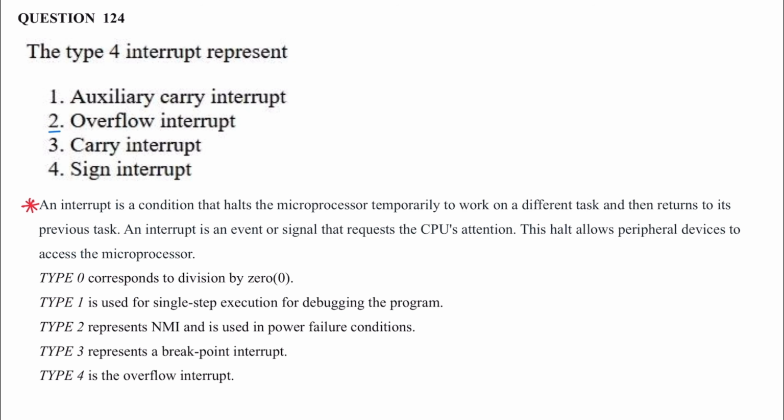Question number 124. A type 4 interrupt represents. So an interrupt is a condition that halts a microprocessor temporarily to work on a different task and then returns to its previous task. Type 0 interrupt corresponds to division by 0. Type 1 interrupt is used for single step execution for debugging the program. Type 2 interrupt represents NMI and it is used in power failure conditions. Type 3 represents breakpoint interrupt and type 4 represents overflow interrupt. Correct answer is option 2. This type 4 interrupt represents overflow interrupt.